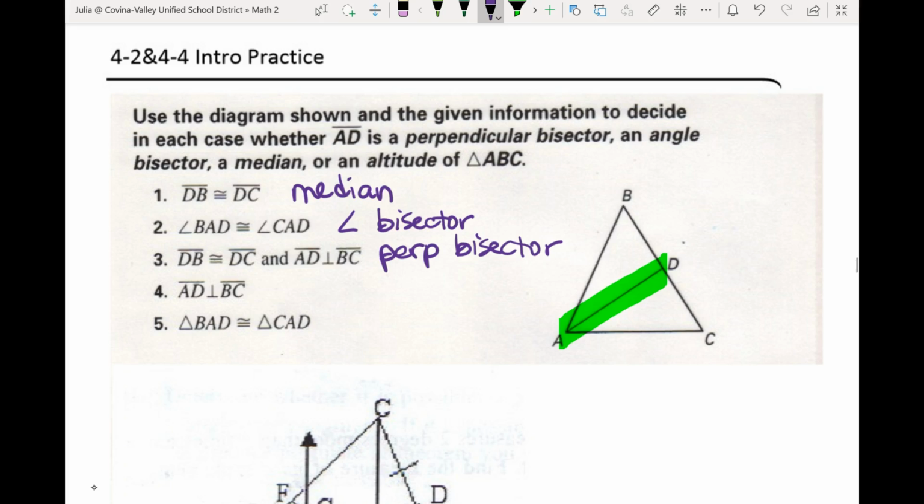And then if all you know is that AD is perpendicular to BC, what name is that? The altitude. That's right. Another name for height. Even though it's not going to the bottom, it's still going to one of the sides at a right angle, so it still counts.